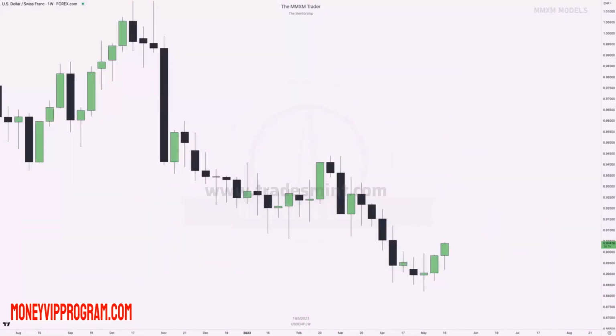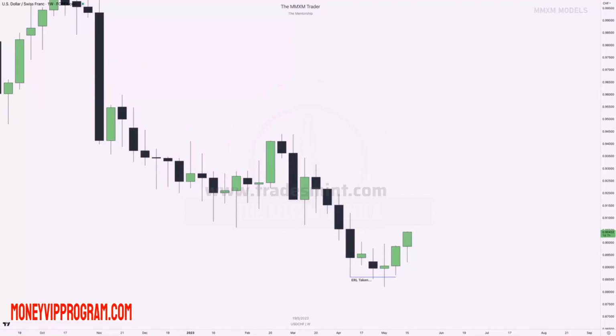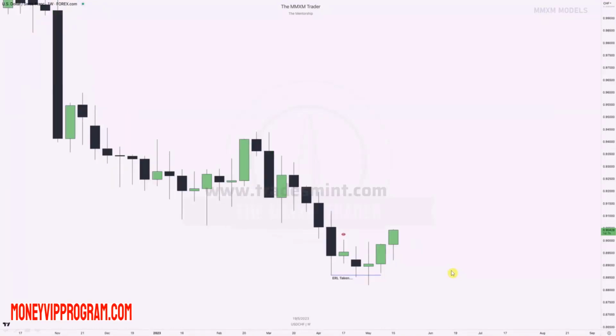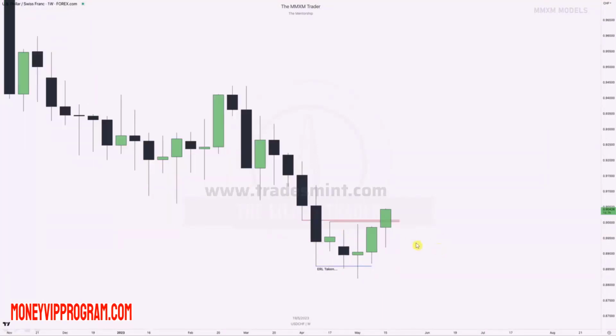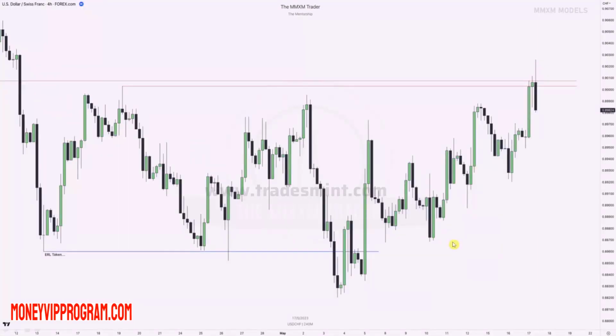Right over here we've got US dollar Swiss franc weekly chart. Take a look at this chart and where are we most likely to draw into. So at first we take external range liquidity, right? So now where does your attention go for your draw on liquidity? Right over here we've got this area redelivered, rebalanced, little tiny fair value gap. So the draw on liquidity is from external to internal, and we're zooming in on a 4 hour chart.